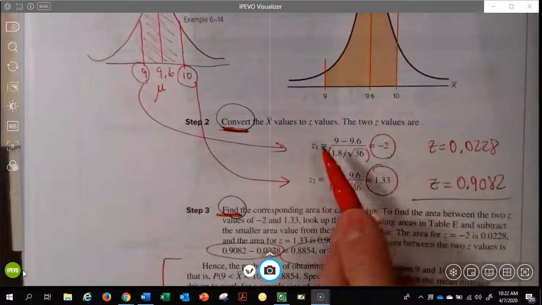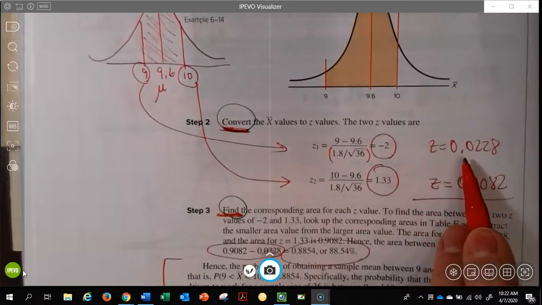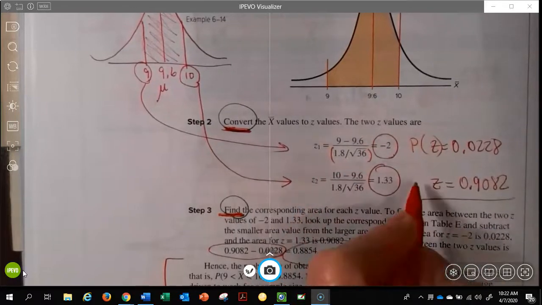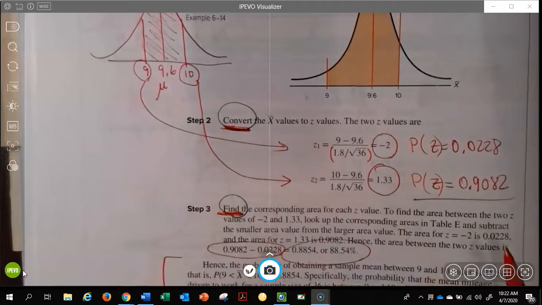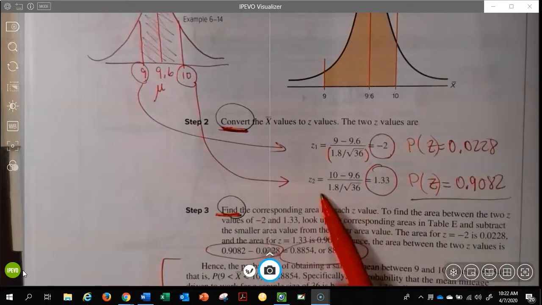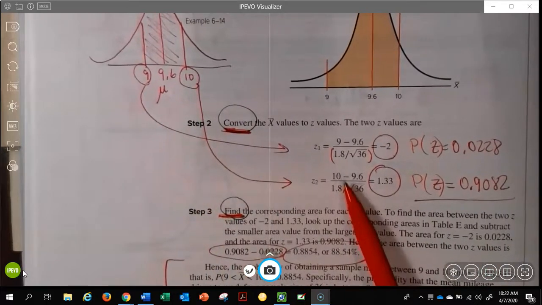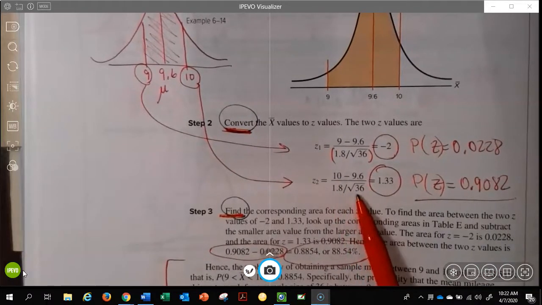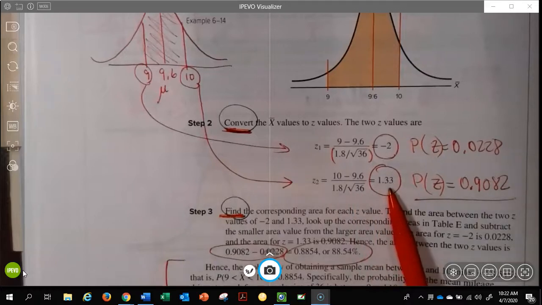And so we're going to need to take that z-score and find out what its area is, actually the probability of that area. We're going to repeat the process with the 10. Plugged in the 10 minus the mean over the standard deviation divided by the square root of the sample size. We get a 1.33.